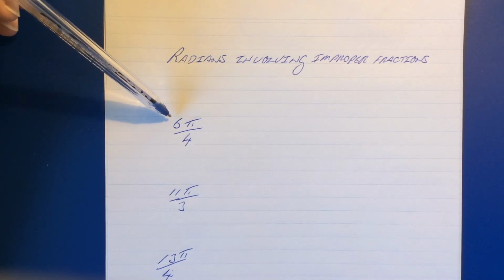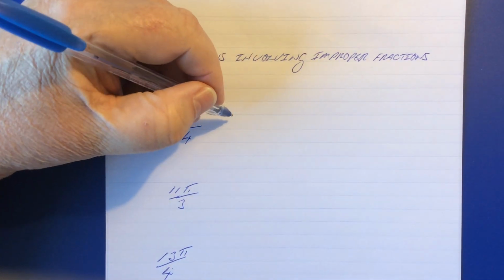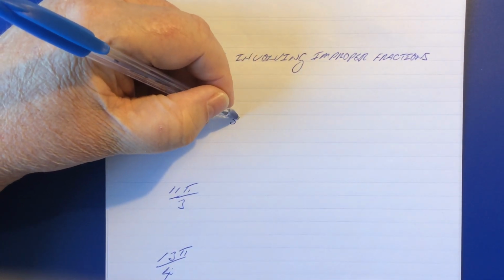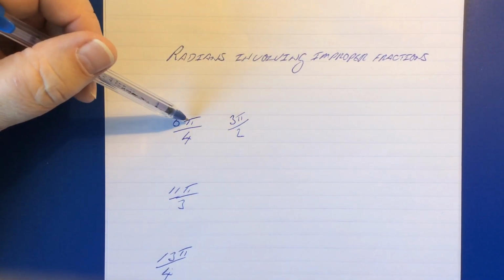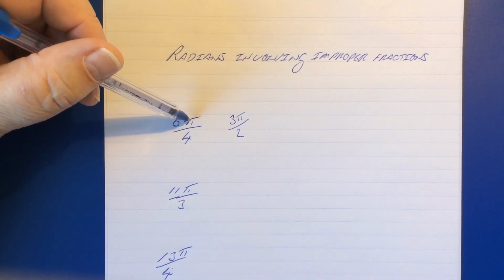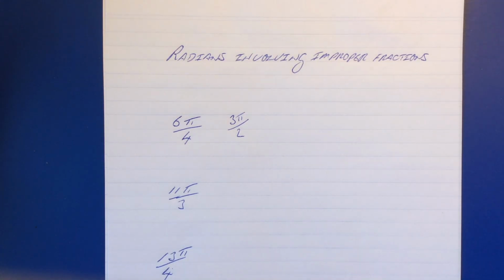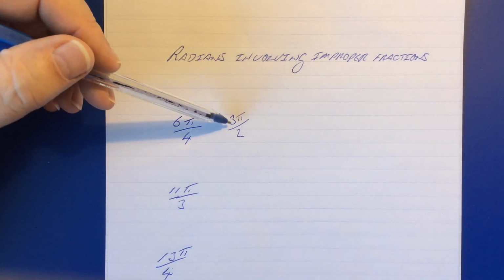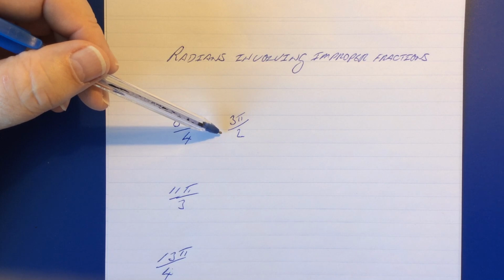So let's start with this 6 pi on 4. Well, immediately we can simplify that to 3 pi on 2. Pi on 4 is 45 degrees. 6 lots of 45 degrees gives us, what, 270 degrees? Yeah, 270 degrees. 3 lots of 90 degrees gives us the same. That's that.